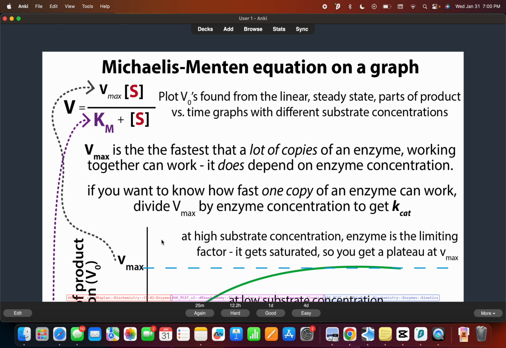Continue with the biochemistry flashcards. So here we have the Michaelis-Menten equation on a graph.